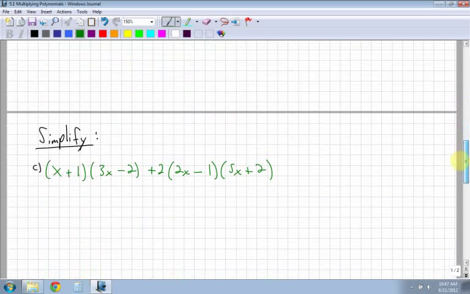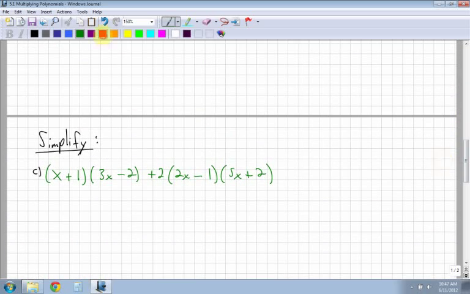All right, let's keep going here. A couple more examples and then I'll finish off. Simplify. Notice that I have a plus sign in between. So I'm going to have to FOIL this. Actually, a little bit more than that, and then do the addition at the end.